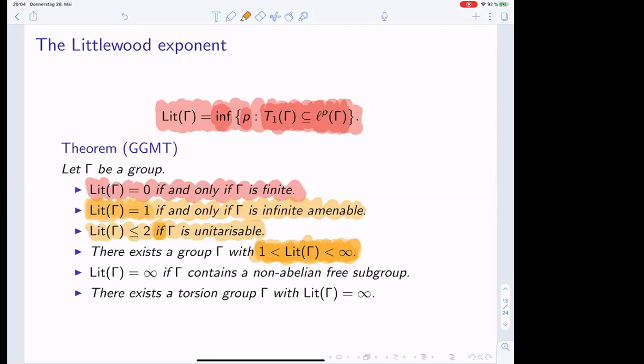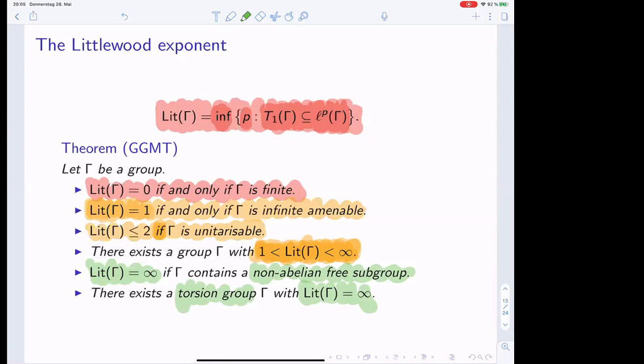I already said that in all the cases that are kind of more classical, if you contain a non-abelian free subgroup, then the Littlewood exponent is actually infinity. And then there's also a result that says that this is not a characterization of containing a non-abelian free subgroup. So we have also examples of torsion groups which have a Littlewood exponent equal to infinity. But is it true that for each number between 1 and infinity, there exists a group gamma with given Littlewood exponent of gamma? That's an open problem.